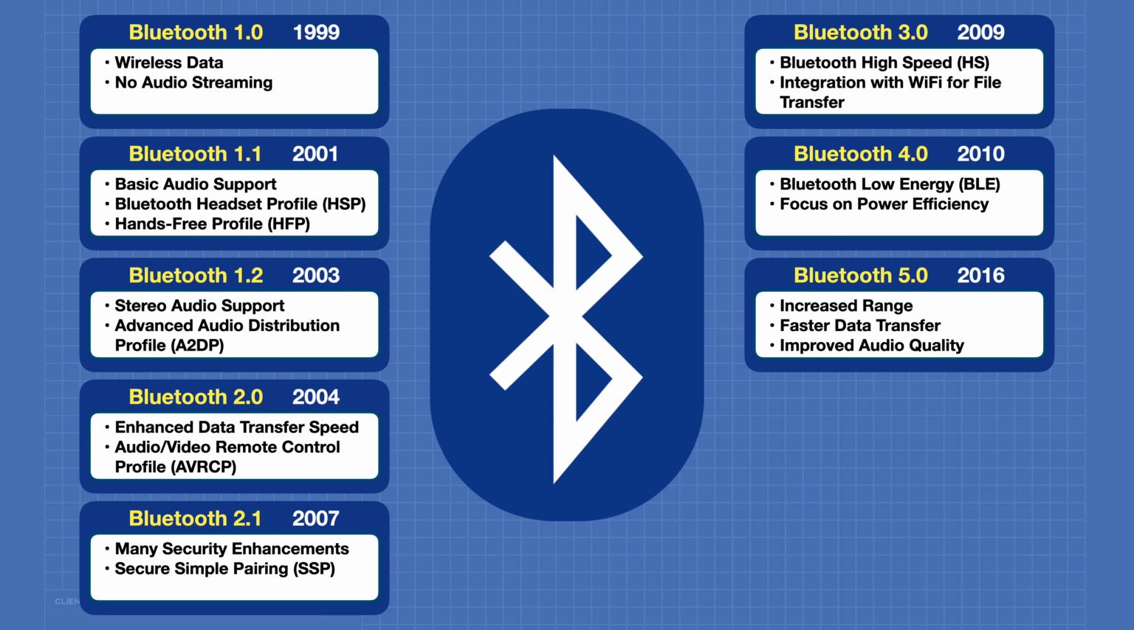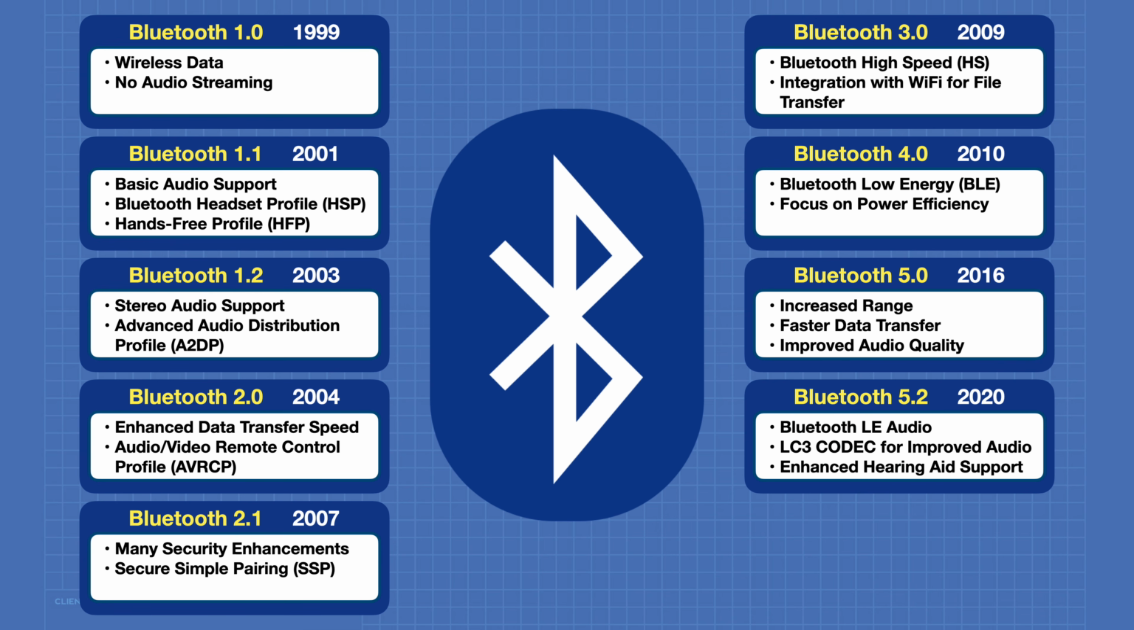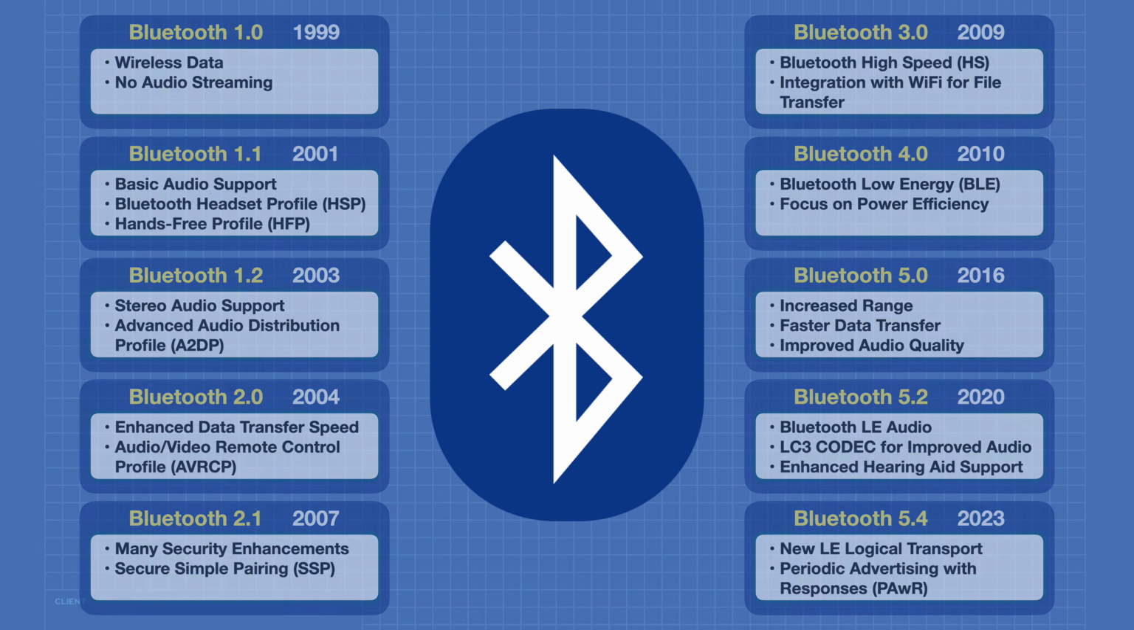The current level of Bluetooth that we'll be coding for is Bluetooth 5, which was introduced in 2016. It added increased range and faster data transfer, as well as improved audio quality. Bluetooth 5.2 was introduced in 2020, and it included Bluetooth LE audio, a method of sending audio over Bluetooth Low Energy. And the latest revision is Bluetooth 5.4, introduced in 2023.